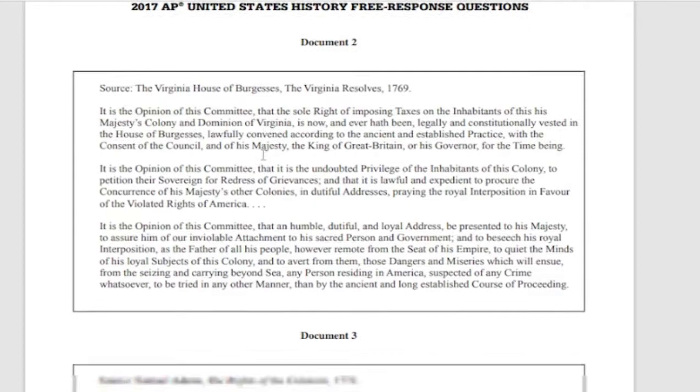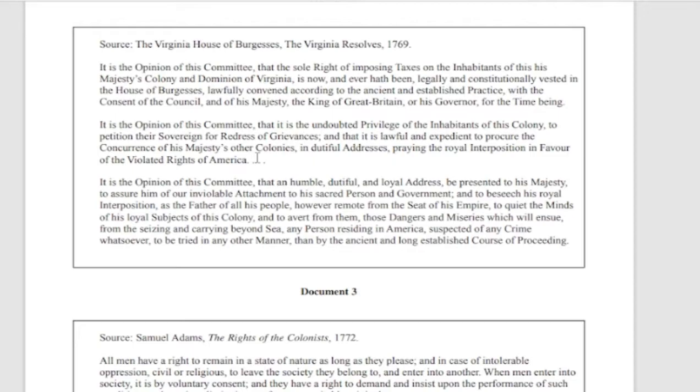Document two, the House of Burgesses. Okay, that's the Virginia House of Legislatures. "Is the opinion of this committee that the sole right of imposing taxes is Virginia is now and ever hath been legally and constitutionally vested in the House of Burgesses, lawfully convened according to the ancient and established practice, the consent of the Council of His Majesty, King of Great Britain, or Governor for the time being." So again, the same idea here. We've always had these rights. The ancient practice. I was going to say, I didn't know they were referring to the ancient American practice. That would have been interesting.